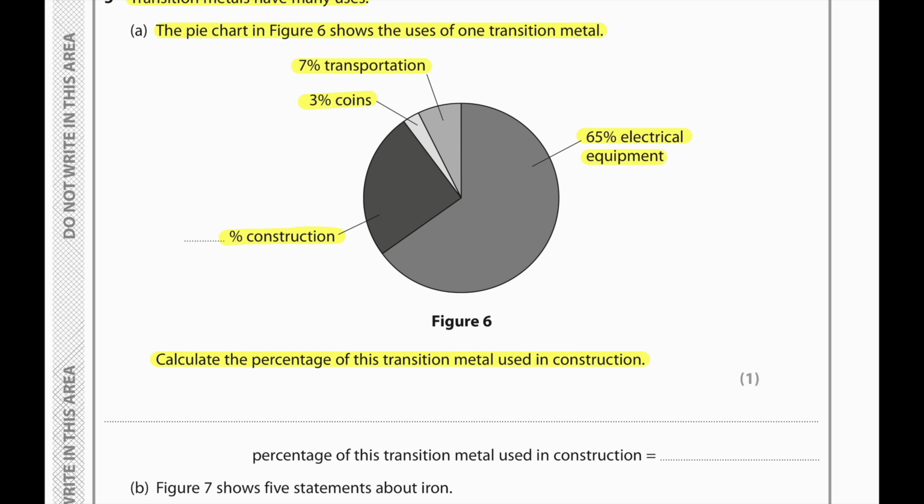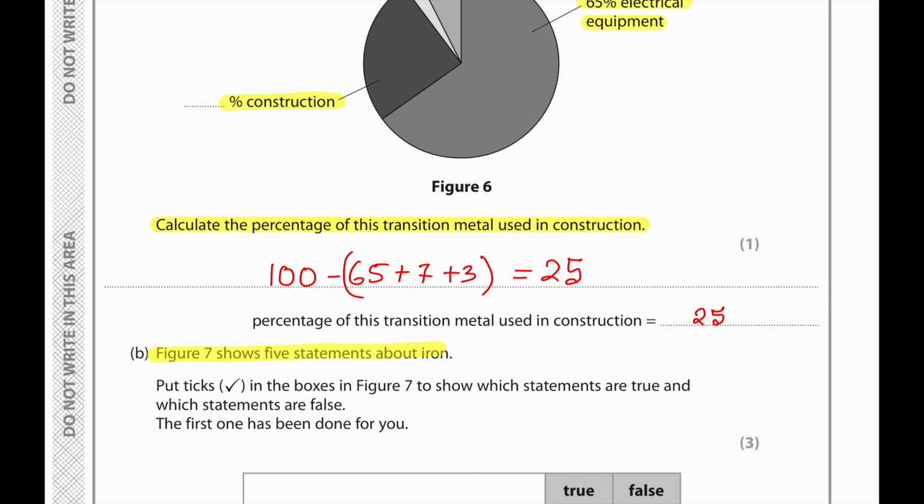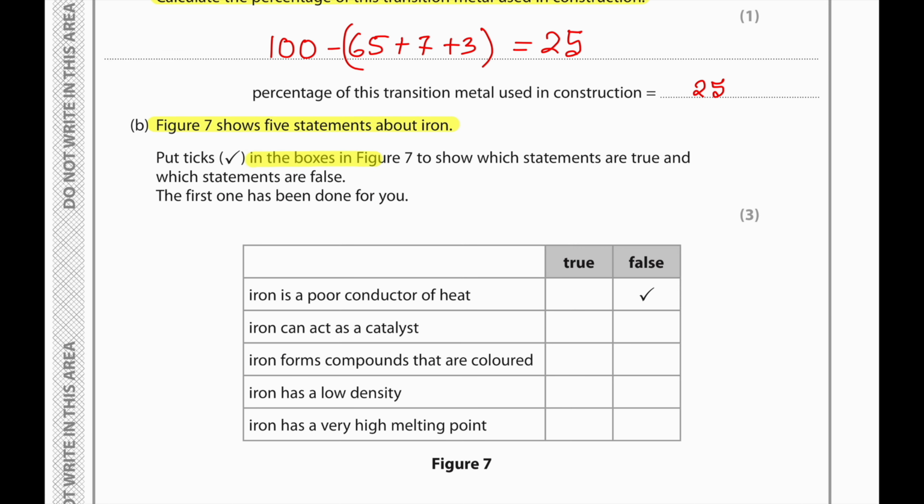So this will be very simple because the whole pie is equal to 100%. So 100 minus 65 plus, inside brackets, 7 plus 3 will give us the percentage used for construction. This leaves us 25% for construction. Figure 7 shows 5 statements about iron. Put ticks in the boxes in figure 7 to show which statements are true and which statements are false. The first one has been done for you.